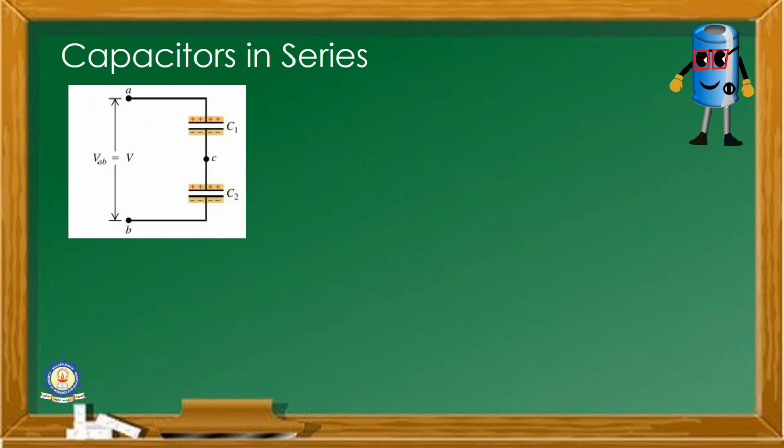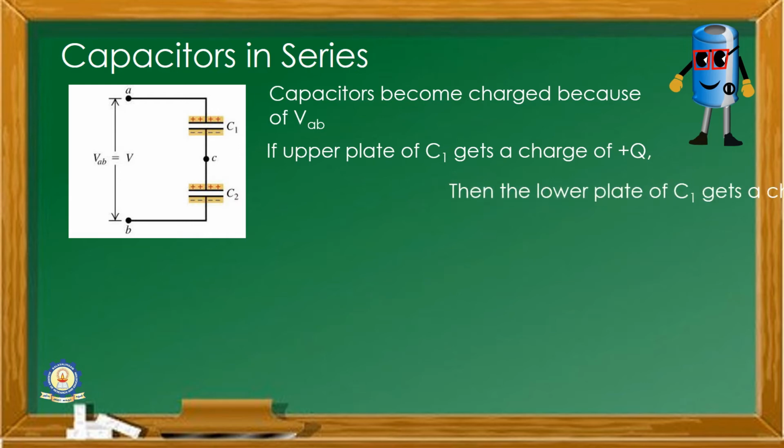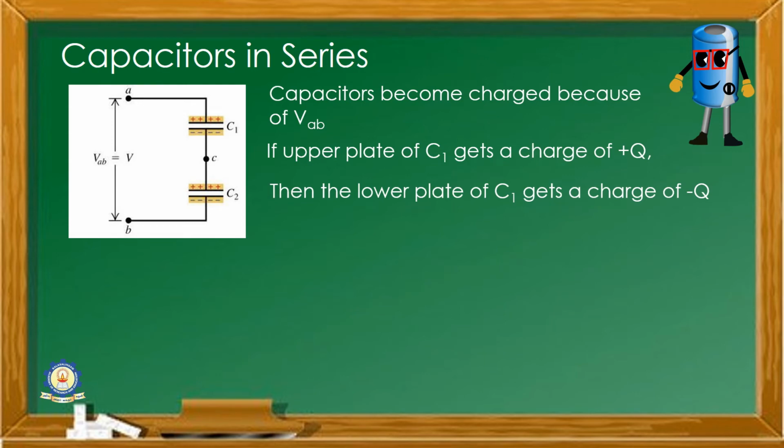This is the equivalent circuit. You can see that there is a point A as well as a point B. Between these two points you have two parallel plate capacitors, C1 and C2. The potential difference between A and B is given by V_AB. The capacitors become charged because of V_AB. If the upper plate of C1 gets a charge of plus Q, then the lower plate of C1 gets a charge of minus Q. This is called polarization.